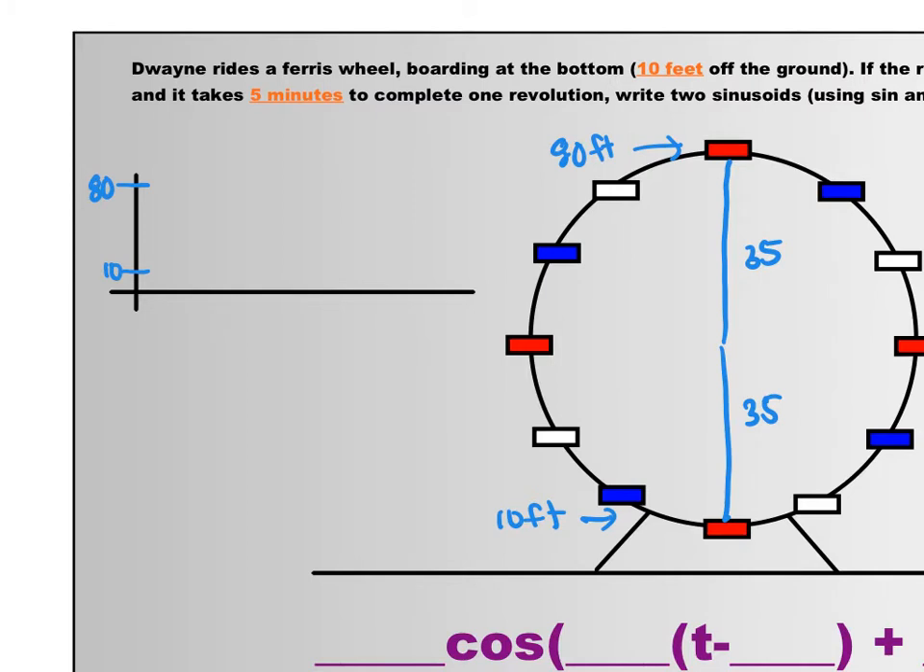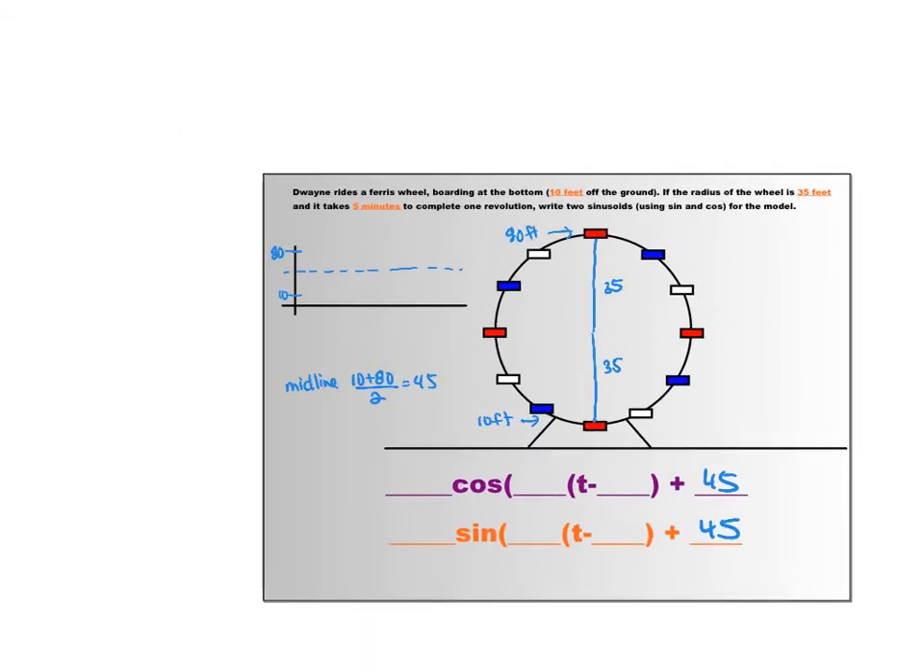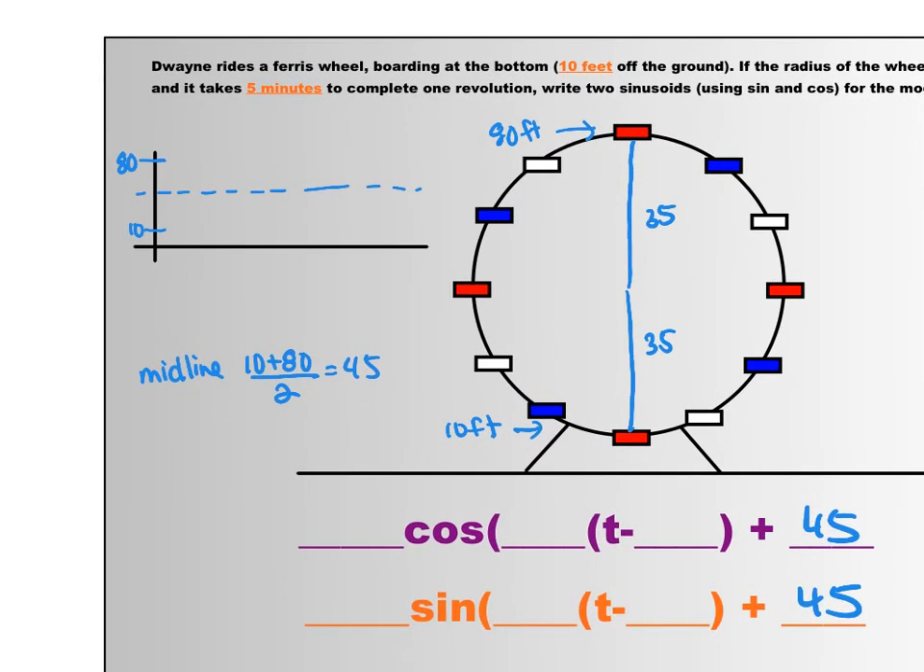Okay. You guys know I like to start with my midline. So if you take the min and add the max and divide by 2, we're finding the average. You get 45. So I'm going to make my midline at 45. That also means that I'm going to add 45 to both of these functions. That won't change. Cosine or sine, doesn't matter. The midline's still 45. Okay, next I'm going to find the amplitude. So I think the amplitude is the distance from the midline to the max or from the midline to the min. You can see that on our Ferris wheel that it is 35. That goes for cosine and it goes for sine.